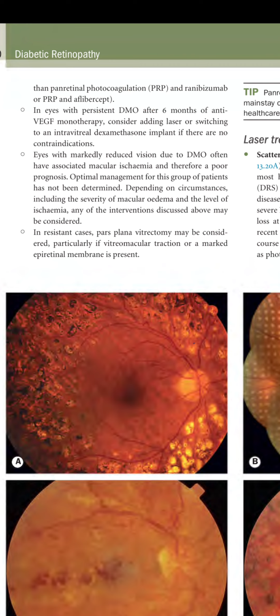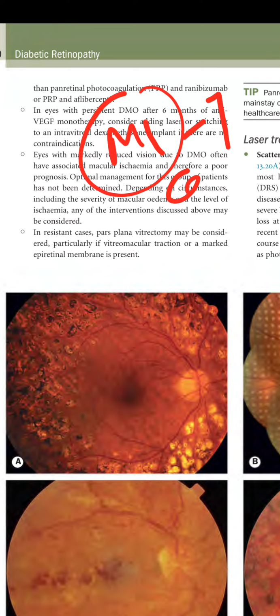Eyes with markedly reduced vision due to diabetic macular edema often have an associated macular ischemia and therefore poor prognosis. Optimal management for this group of patients has not been determined. Depending on the circumstances, including the severity of macular edema and the level of ischemia, any of the interventions discussed above may be considered. So, if there is macular ischemia, you cannot do much about it, and there is a poor prognosis for that.